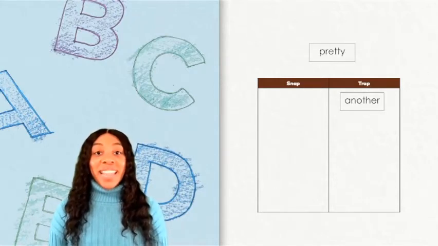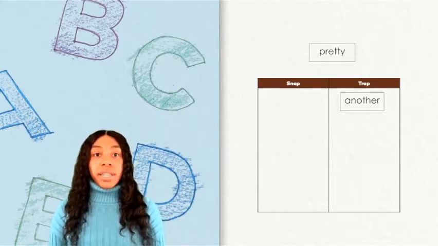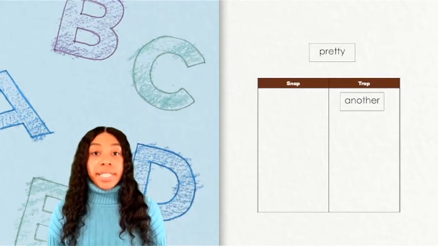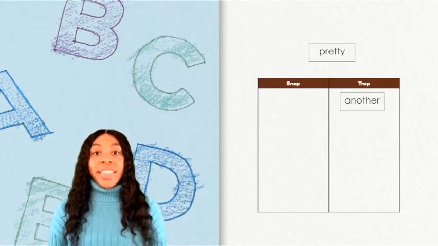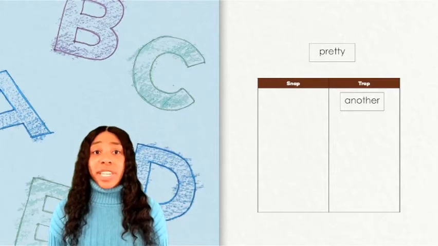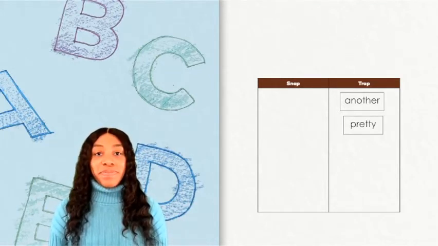Pretty. This word has two syllables. First, we have a closed syllable, which should sound like "pret," but we hear "prit." The second syllable, T, does make the sound that we'd expect. This word had one pattern we expected, but one that was tricky. So pretty is a trap word.